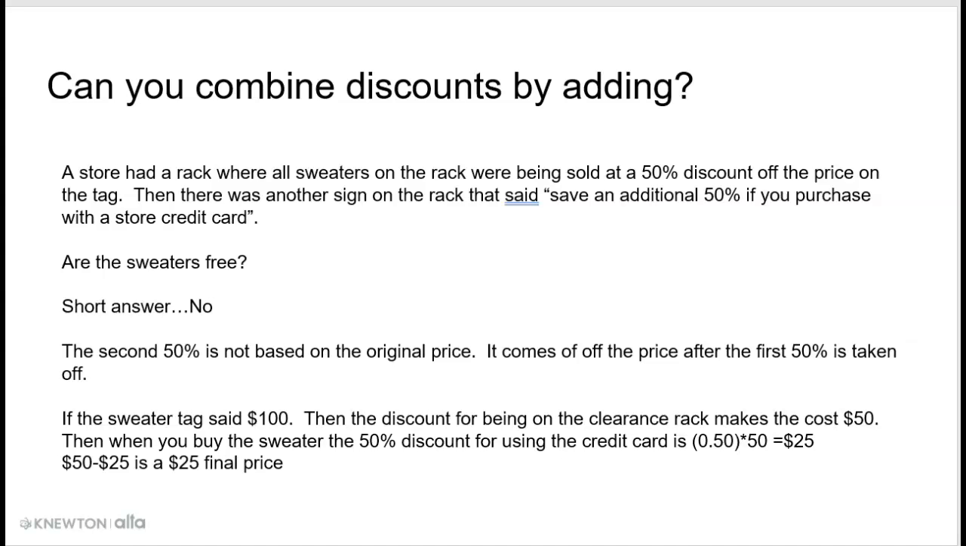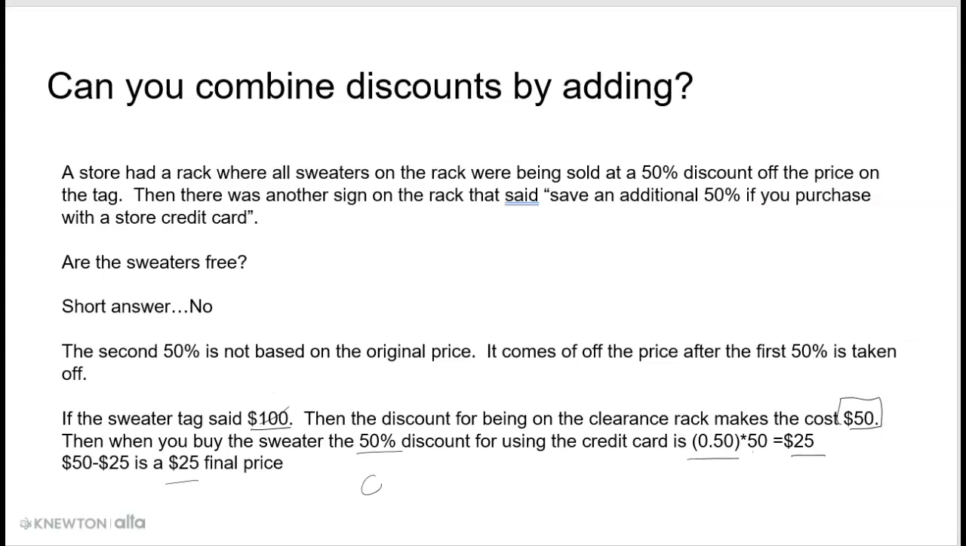The first 50% is on the price of the sweater. The second 50% is not on the price of the sweater. It's on the new price of the sweater. So the sweater tag said $100. The discount, 50% of 100 is 50, so I'm going to either leave 50 or take 50, however you look at it. 100 minus 50 gives me $50 now. So I'm going to take this to checkout, and then I'm going to use my store credit card and get another 50%. It's not off the 100. It's off the 50. So 50% will be 0.50 times 50 will be another $25 off. I have a $25 final price, not a zero.